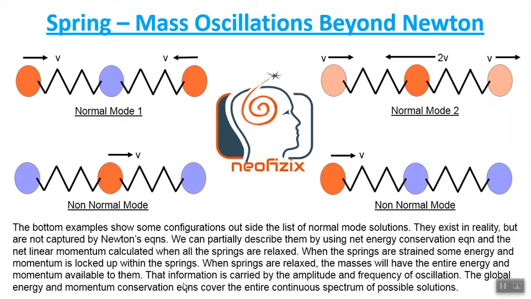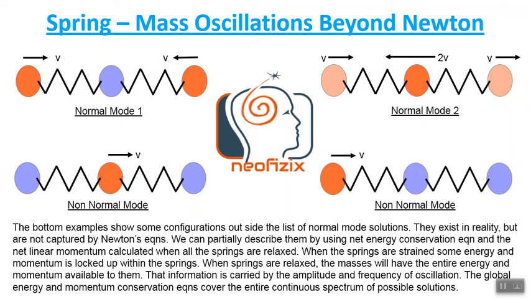That information, that is the information about the net energy and linear momentum of the system, is carried by the amplitude and frequency of oscillation. The global or the net energy and momentum conservation equations cover the entire continuous spectrum of all possible solutions, but the Newtonian equations give only a very small subset of all these possible solutions.